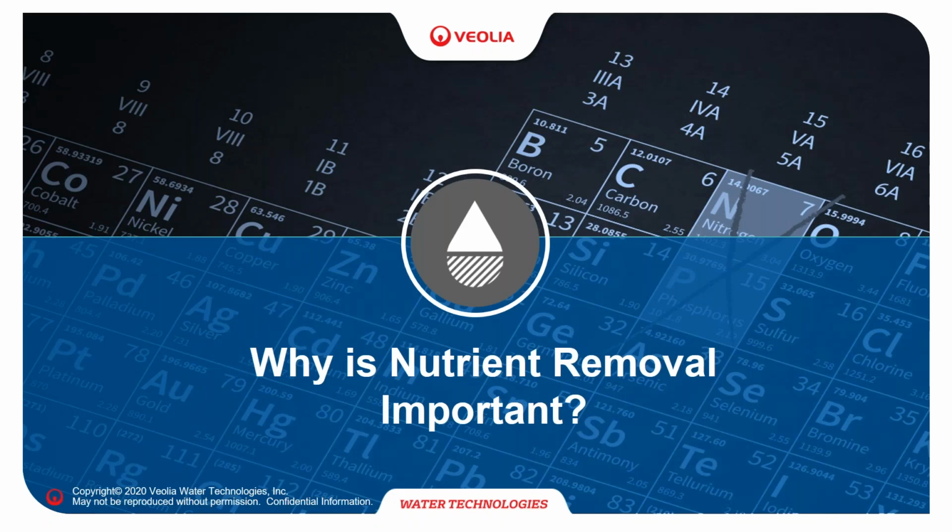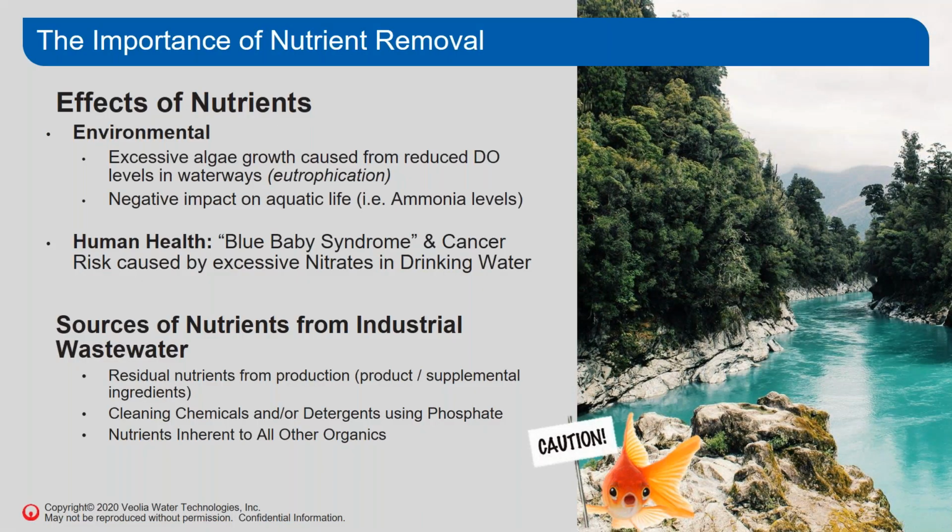So why is nutrient removal important? Nutrients, in the definition that we use here, nitrogen and phosphorus, are the main reason for eutrophication of the streams. And eutrophication is the green bloom when you have so many nutrients in the water that plant life takes over, and then consumes all the dissolved oxygen for fish. So it's essential for the health of the surface water bodies.